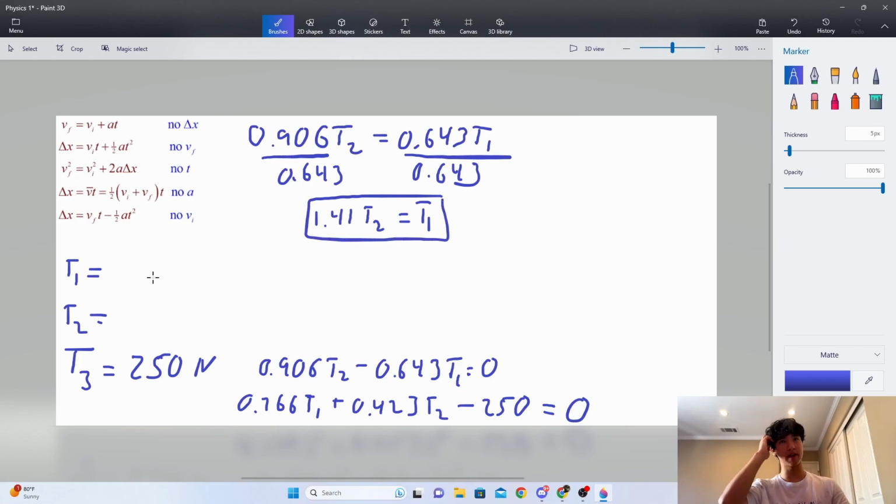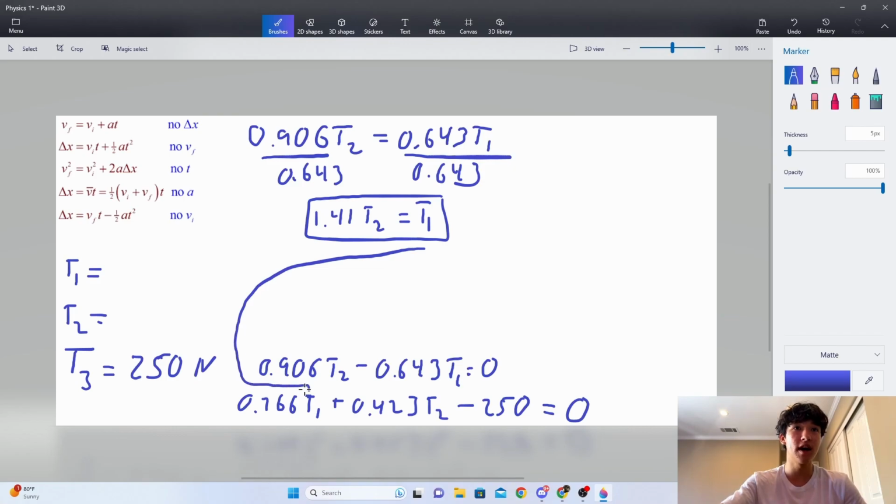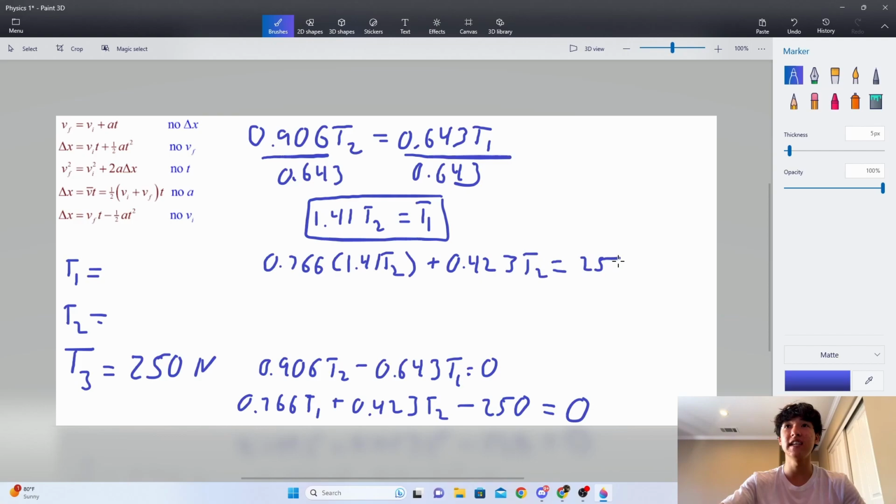But that's not your answer yet because we need to find T2. I don't know if you noticed, but we're doing a system of equations in this problem. So now that we know what T1 is, we're going to put that into this T1 down here. So let's rewrite this: 0.766 times T1, but we can just incorporate this 1.41 T2, plus 0.423 T2, and then add 250 on both sides, is equal to 250. Now we just multiply 0.766 by 1.41 to simplify this T2, add them together, and then solve for T2.